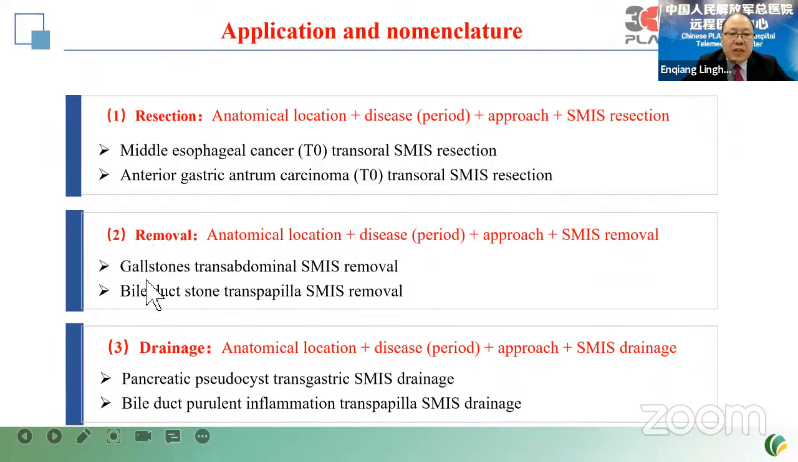removal. That is gallstone transabdominal same removal. That means the gallbladder is still there. For drainage, anatomical location plus disease plus approach plus same drainage. That is, for example, pancreatic cyst transgastric same drainage. That is the pancreas and the stomach is still there.